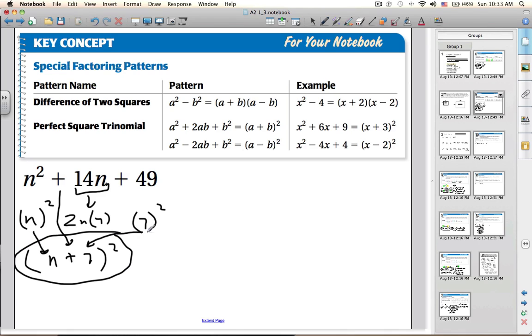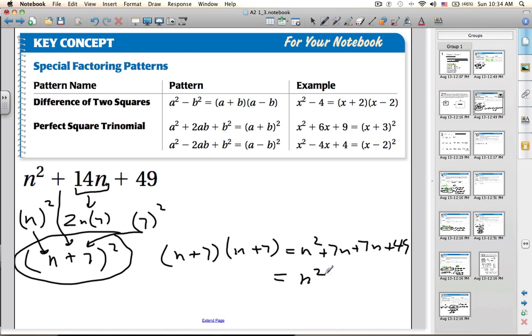That's my binomial squared. Again, if I want to check it, n plus 7 times n plus 7, I can always check these things. N times n is n squared. N times 7 is 7n. 7 times n is also 7n. And then 7 times 7 is 49. If I combine like terms, n squared plus 14n plus 49, does that match my original equation? Yes, it does. So this is correct.